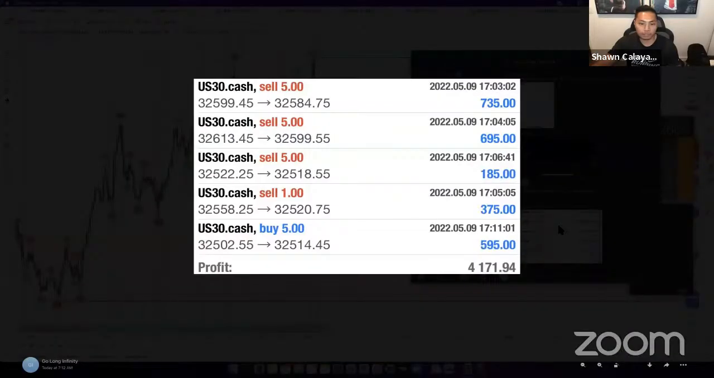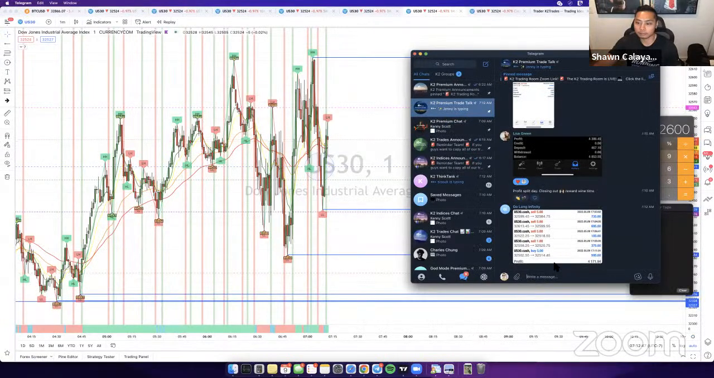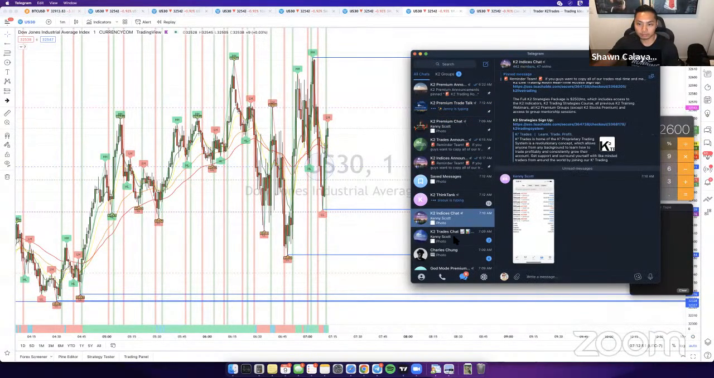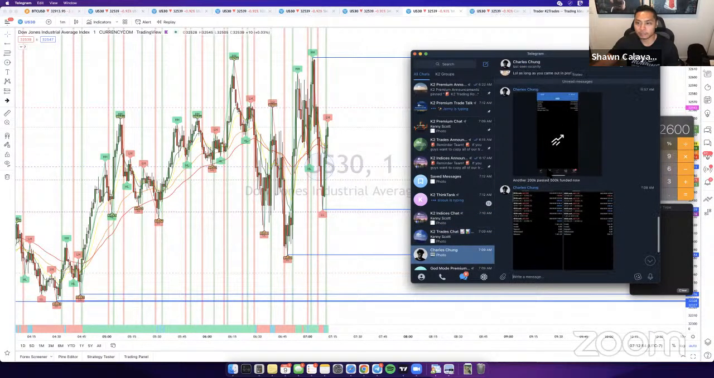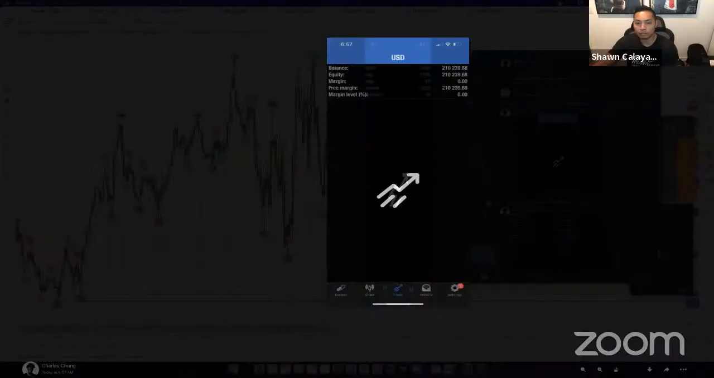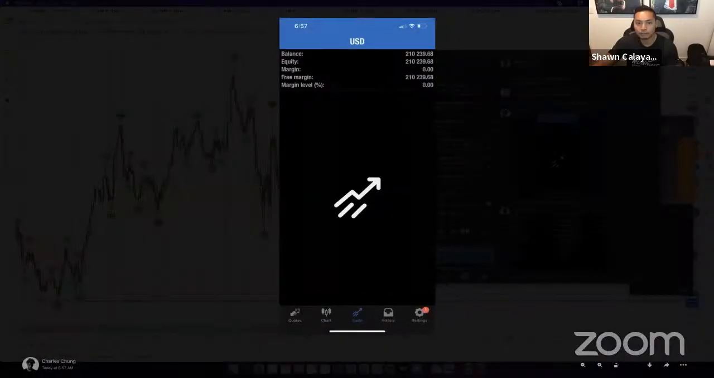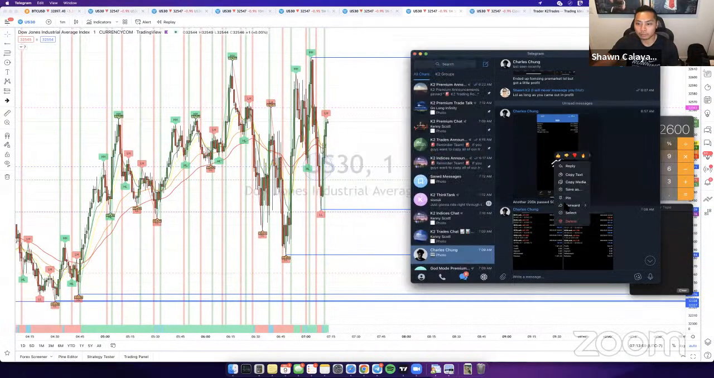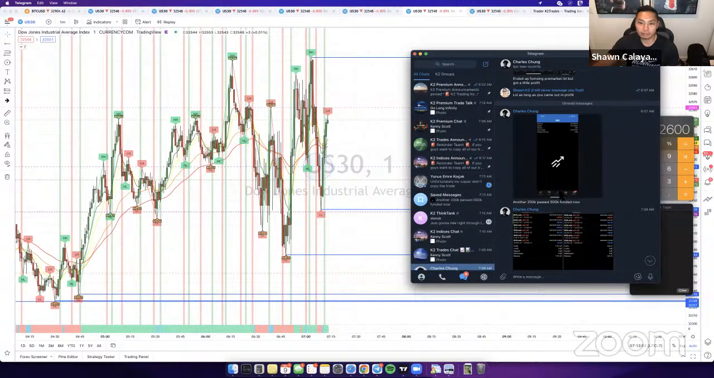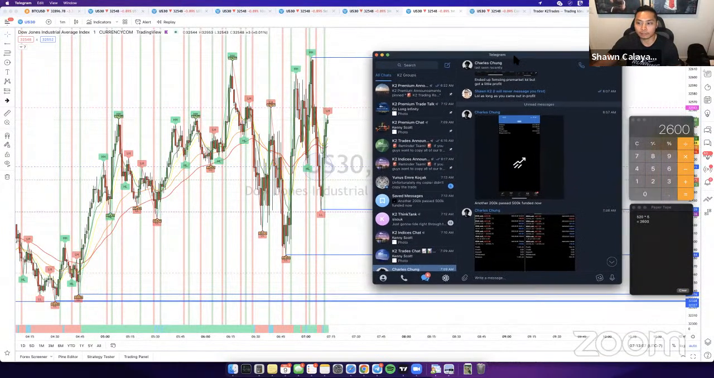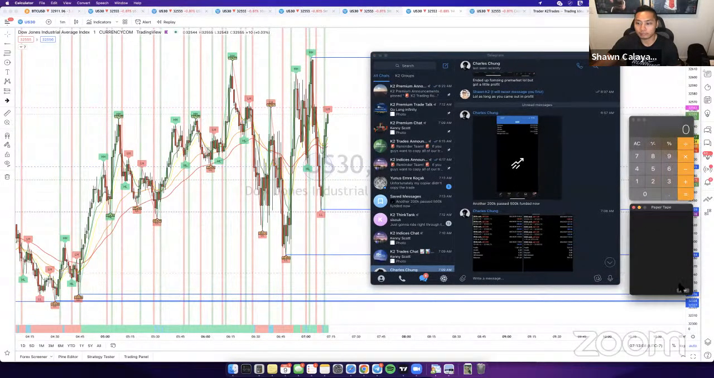Nerith over here sending his profits, locked in a total of 4,171. Nice work, Nerith. You guys are doing good. Charles over here, he passed another 200K, so nice work. Charles here is now funded 500K, so big congrats to Charles. Another K2 member here with another funded account. So I'm glad to see a lot of people here. I just see a lot of people stacking funded accounts like I'm doing, right? I have like 5 accounts.